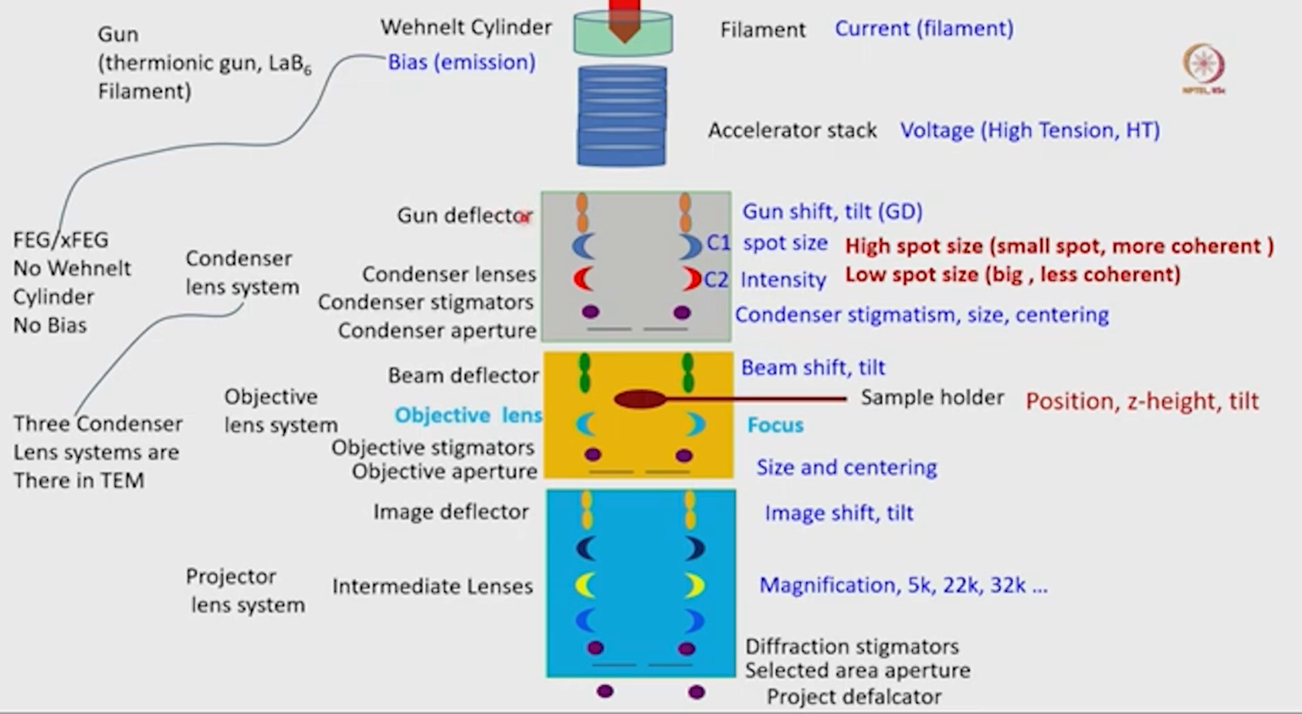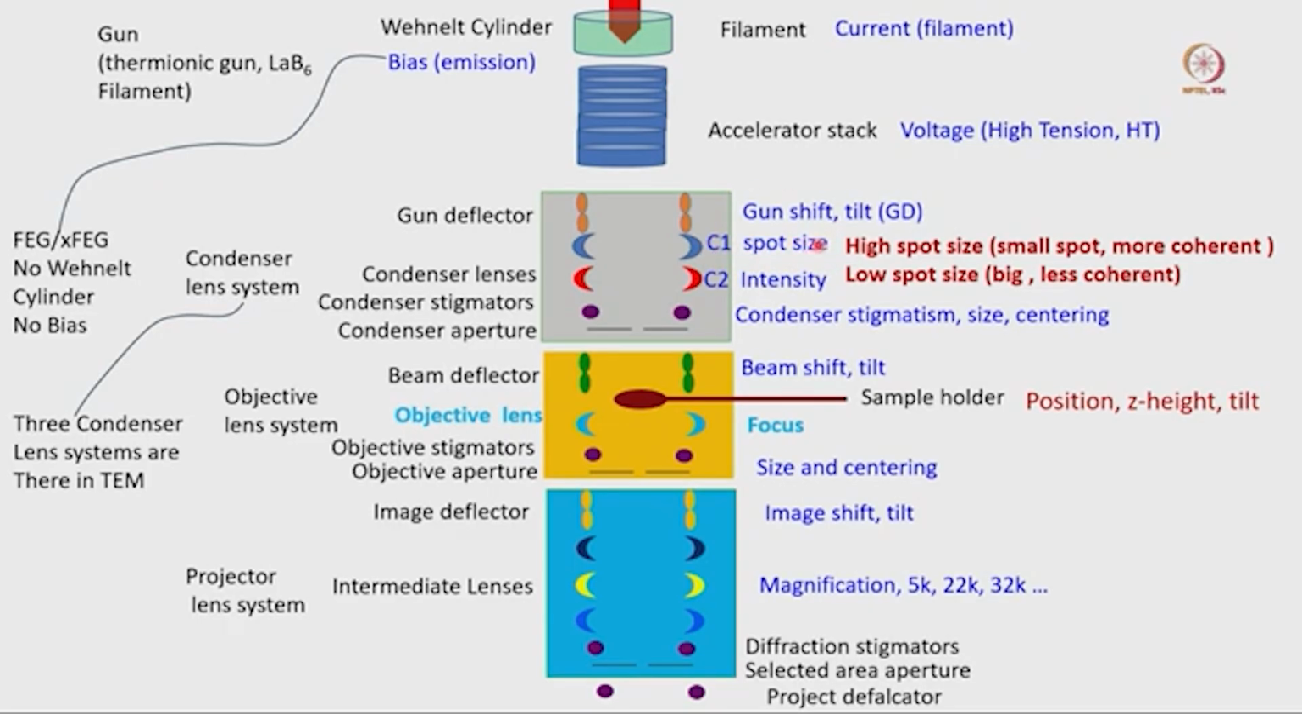Now the first lens system is coming, that is called the condenser lens 1. If you look at the condenser lens 1, it is mentioned as spot size. That is a very important parameter, the high spot size and the small spot size. When you are using a high spot size, you are getting a more coherent beam, and a low spot size means a big and less coherent electron beam. We can discuss these things at a later stage with a ray diagram, and this will be clear to all of you. This is a very important part for our biological sample purposes, especially for cryo-electron microscopy.